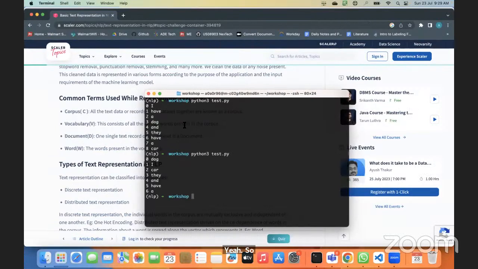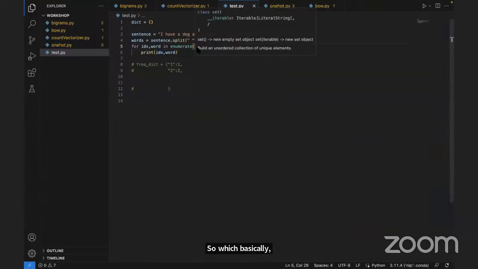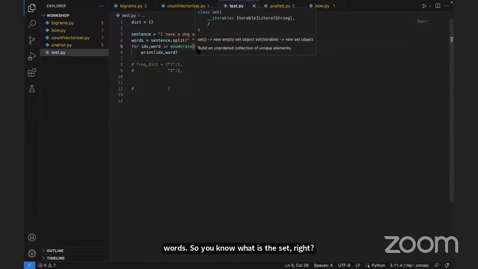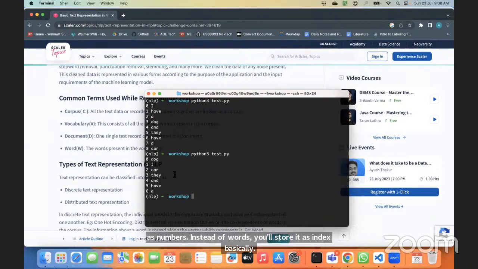So see, this is basically the 1 and 2 that I was talking about. Let's say we have a sentence, and then I can have a set of the words, which basically changes it into a unique set of words. You know what a set is, right? A set should not have redundant, repetitive values, so it basically removes the repetitive values. And then I store them as an index list. In the final term frequency dictionary, you can either store the word or the index. But because the machine needs numbers instead of words, you'll store it as the index. But for our understanding, we can use the words as well.